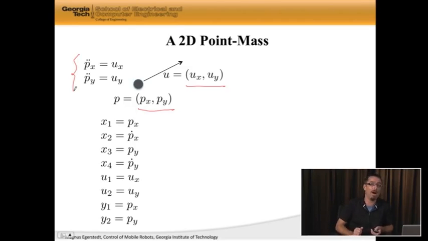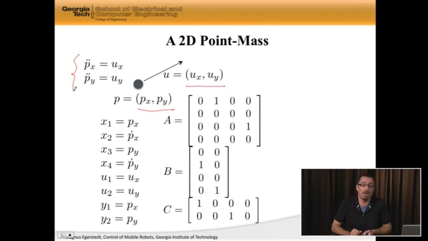So I'm going to introduce a bunch of new variables. So x1 is px, x2 is p dot x. This is as before, but now I'm introducing two more. x3 is py, and x4 is p dot y. I have two inputs and two outputs. So if I do this, I can actually write this new system also using A, B, and C matrices.